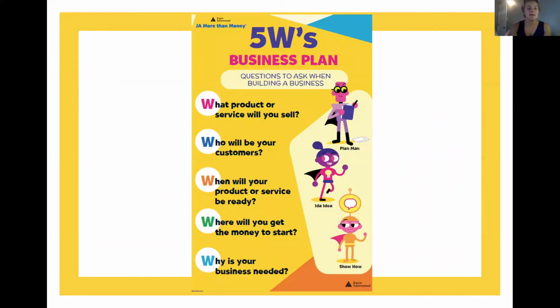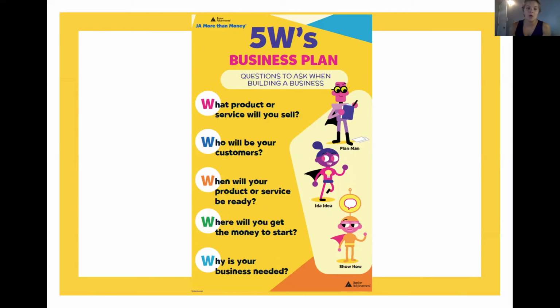So the first thing that we're going to take a look at is this 5 W's business plan. And there are 5 W's, and we're going to go through them right now. So the first W is, what product or service will you sell? Very important. You have to know what you're going to sell. You can't just say you want to start a business and not have what you're going to sell. Second one is, who will be your customers? This is very important to decide how you want to advertise, as well as what you're going to make your products look like to market to whatever audience you want to sell to.